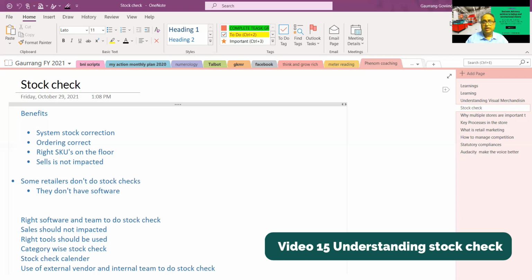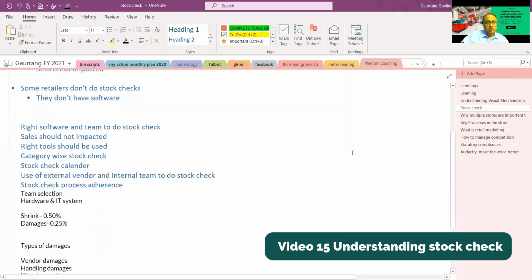So it is important that you should know what is the percentage of damages and shrinkage. Now damage is different. Damages means that it could be, I'll talk about it further. Now what you need is the right software and team to do stock check. You should have the software capability to do the stock check. You should have right team to do the stock check. Let the other team come and do the stock check independently. Or the outside agency should come and do the stock check independently.